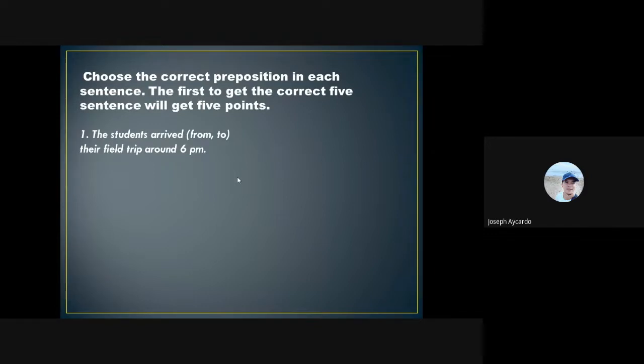The students arrive from, to, their field trip around 6 p.m. Raise your hand if you want to answer. Yes, Mr. De La Cruz, what is the answer? The answer is... correct, from. Here's another question. Question number two. The guests went to, from, the hotel to take rest. Anyone? Yes, Ms. Campomanes. Very good.